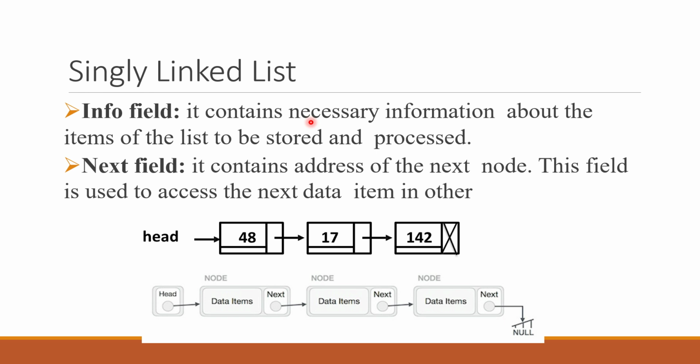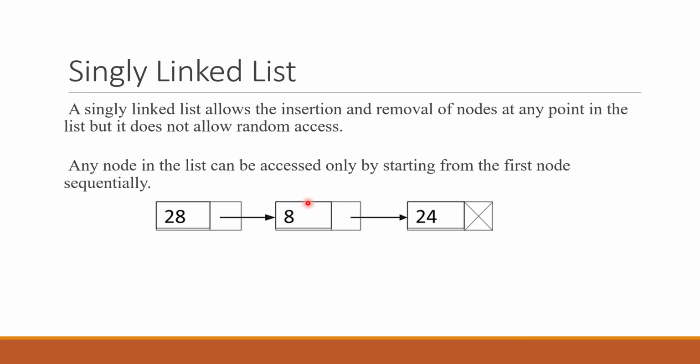The info field contains the information about the item of the list to be stored and processed, and the next field contains the address of the next node. This field is used to access the next data item in the order. A singly linked list allows insertion and removal of a node at any point in a list, but it does not allow random access.